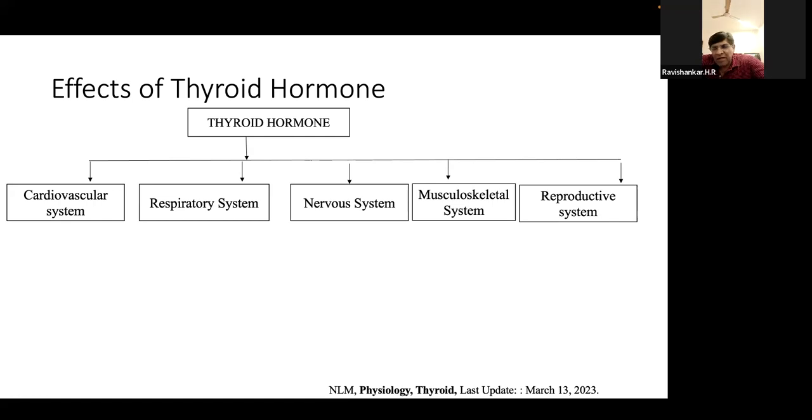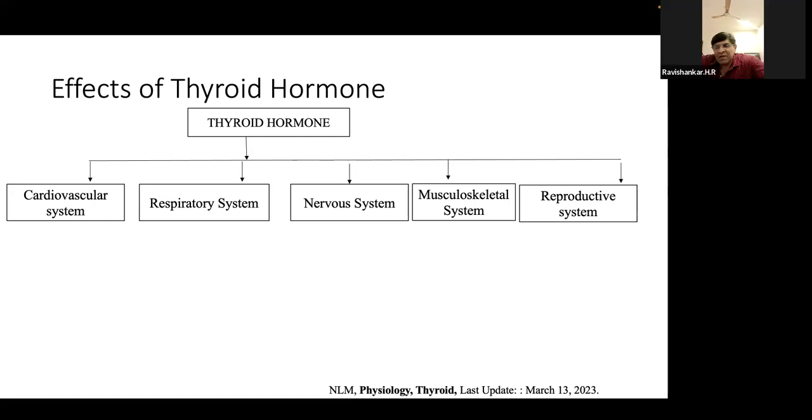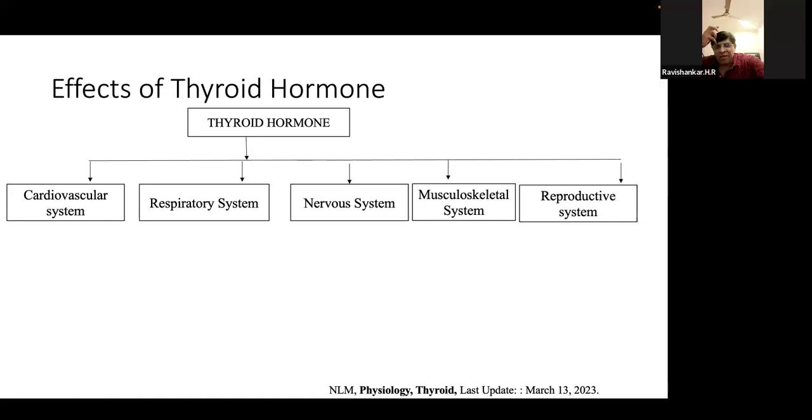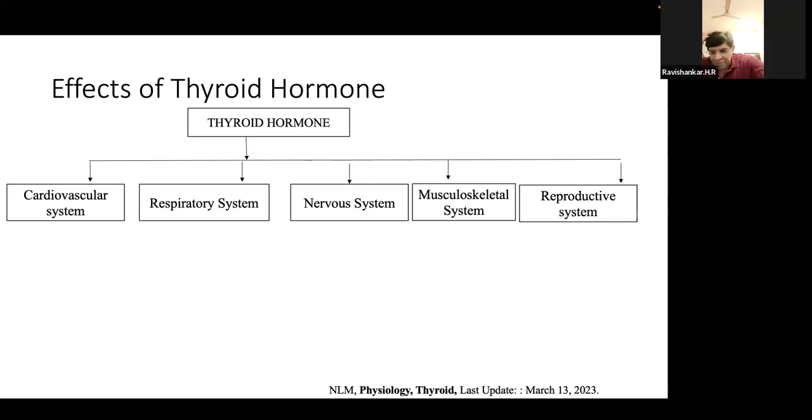What about Hashimoto's? Here, autoantibodies against thyroglobulin and TSH receptors will be there, which downregulate. Not the TSH receptor. One is correct, thyroglobulin is correct. The other one is? TPO, thyroid peroxidase. Correct. So there will be autoantibodies against thyroid peroxidase and thyroglobulin.